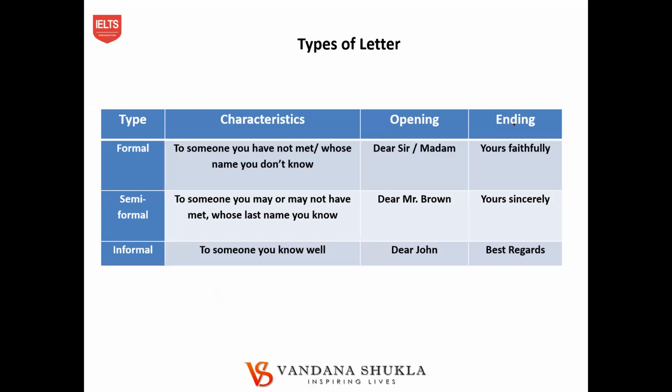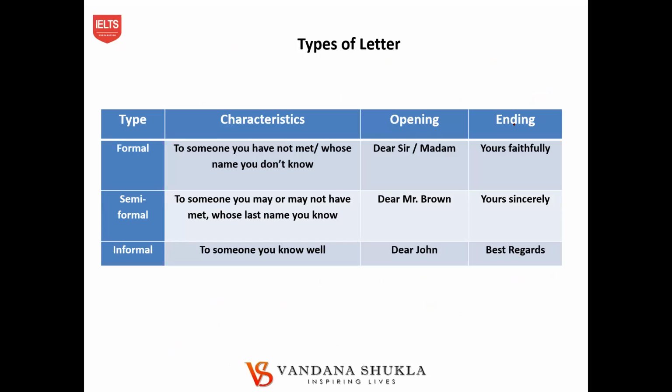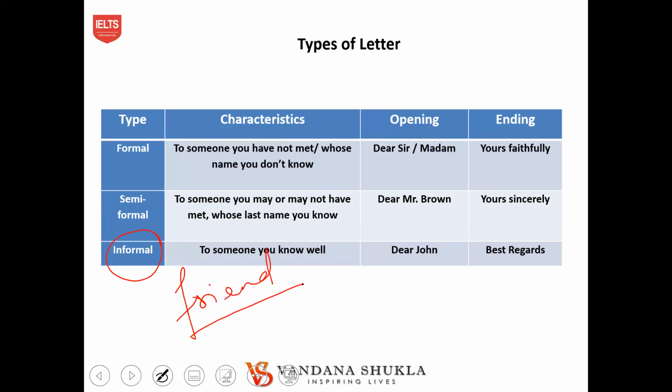Now, coming to the types of letter that you will be getting. We actually get 3 types of letter: formal, semi-formal, and informal. The easiest to identify is the informal one. Why is it easy to identify? Because if the letter says write to your friend, or it simply says any of your family member, you know this is an informal letter.